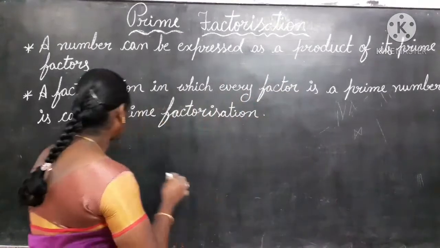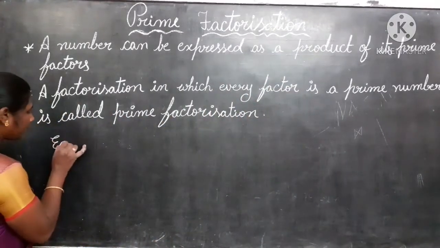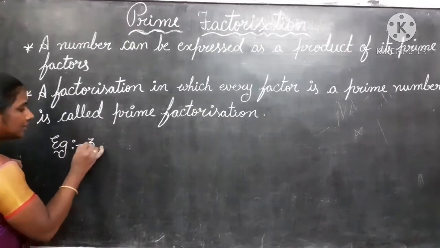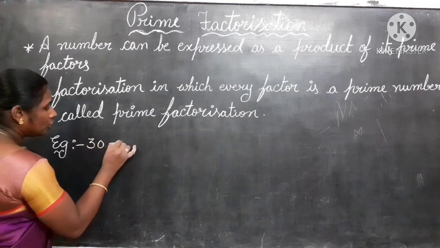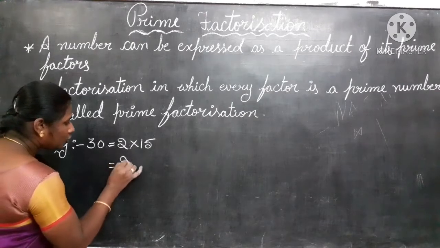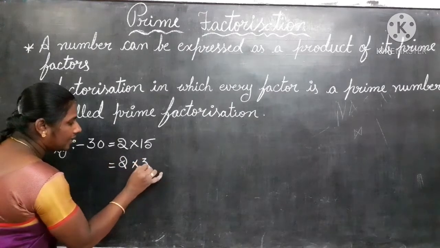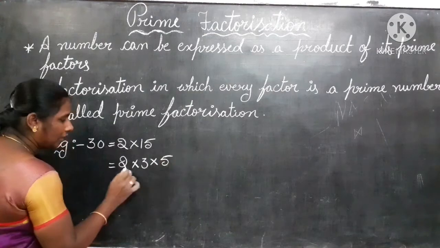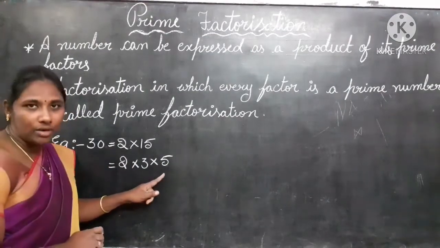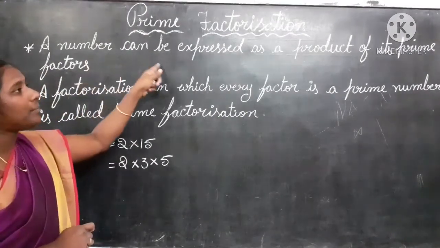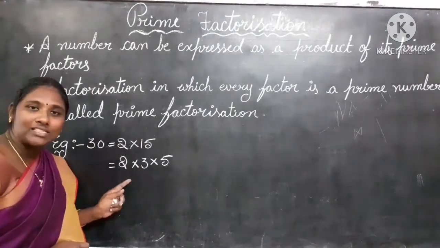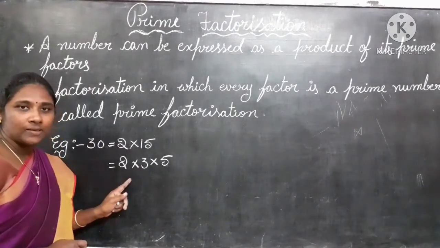For example, suppose we take 30. How will we express 30 as a product of prime factors? 2 15s are 30. Again, 2 as it is, and this 15 how should we write? 3 5s are 15. So 2 3s are 6, 6 5s are 30. Now these 2, 3, 5 are prime numbers. So a number can be expressed as a product of its prime factors. Every number can be expressed as a product of its prime factors.